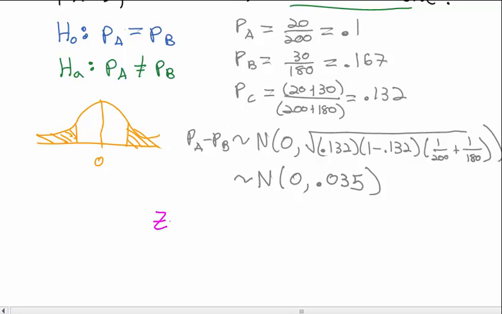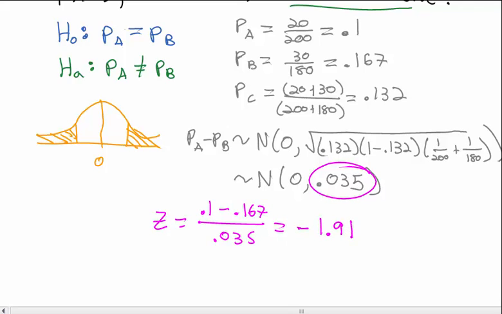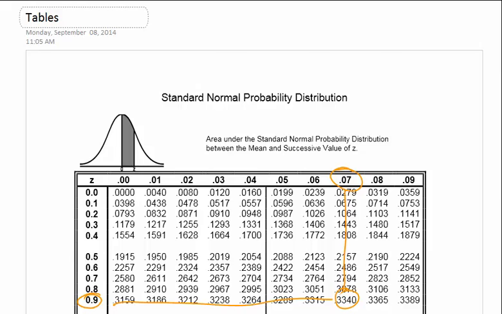We're ready now, though, to find our z-value. Our z-value is the difference in proportions, 0.1 minus 0.167, divided by the standard error of 0.035. And so in two steps, 0.1 minus 0.167 is negative 0.067, divided by 0.035. We get negative 1.91. So we're at negative 1.91, from our table, 1.91.